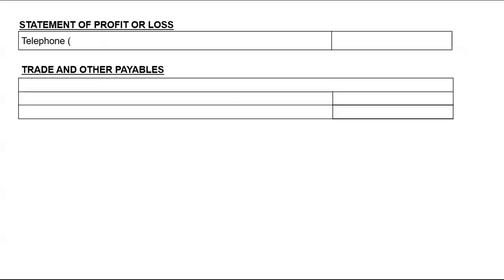In the financial statement, we are going to take that 132,600, increase it by 12,500 so that we get the actual telephone expense for the year, which will be 145,100. But that 12,500 goes to trade and other payables since it is a liability. We still owe it. It's an expense we have incurred, but we have not yet paid for.